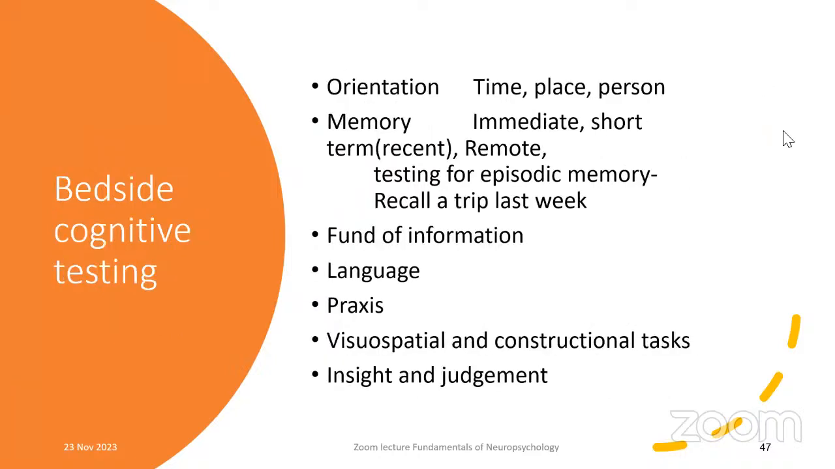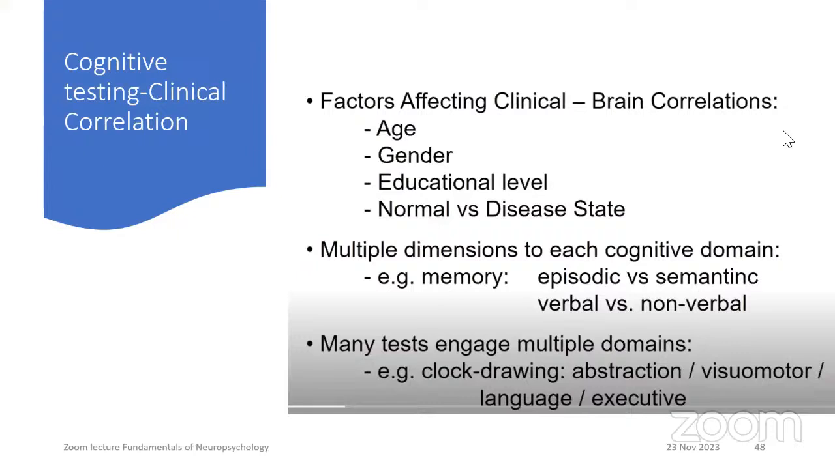So bedside testing, and you have to do orientation to time, place, and person. Immediate, short, remote memory, that is testing for episodic memories, recall a trip last week, fund of information, language, praxis, visuospatial construction tasks, insight, and judgment. So the clinical correlation is there may be some factors which can affect that: age, gender, educational level, normal versus disease states, and episodic versus semantic, verbal with non-verbal memories. You have to test.